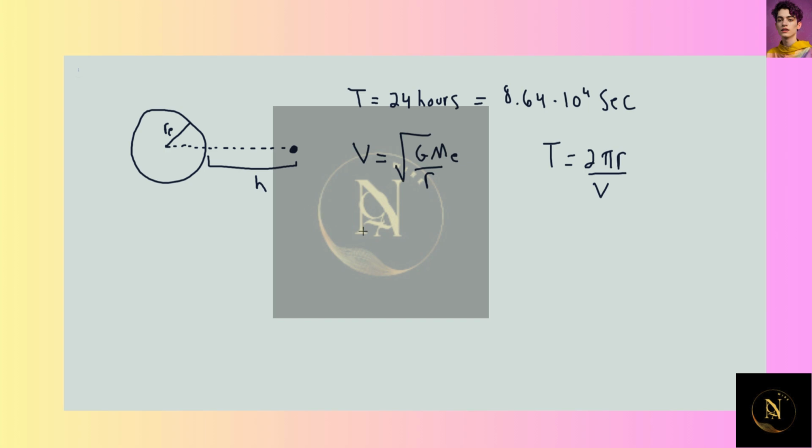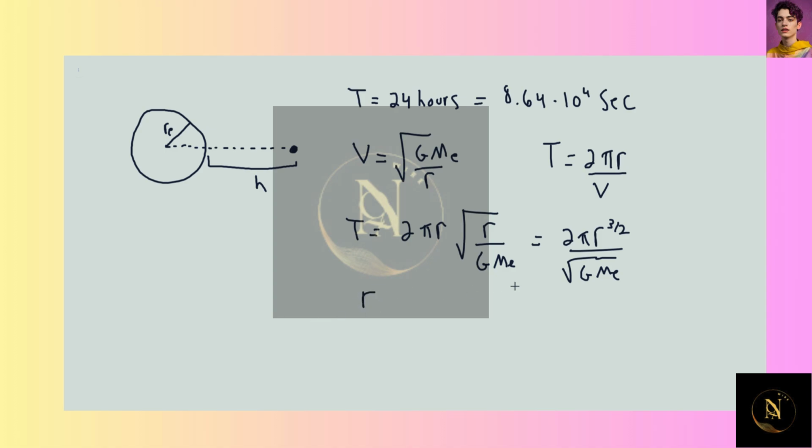To start, we know the value of T is 8.64 times 10 to the fourth. Let's substitute this expression for v into our equation for T. So T equals 2 pi r divided by v, so we just flip this, giving the square root of r over G M_E. We can simplify that to 2 pi r to the 3/2 over the square root of G M_E. Now we can solve for r, and we should know all the other terms.